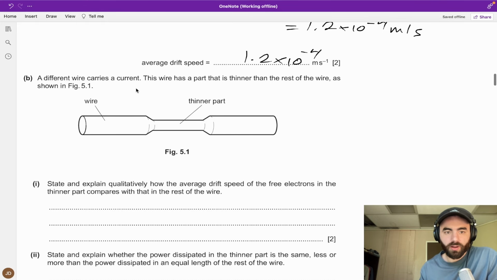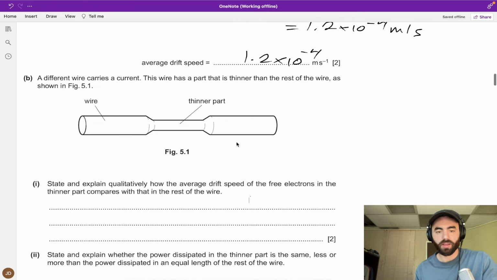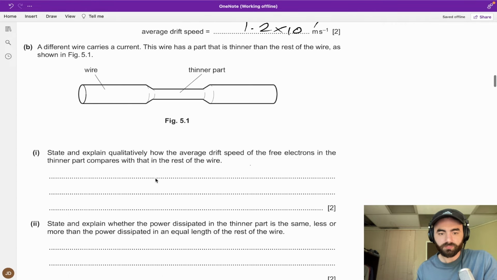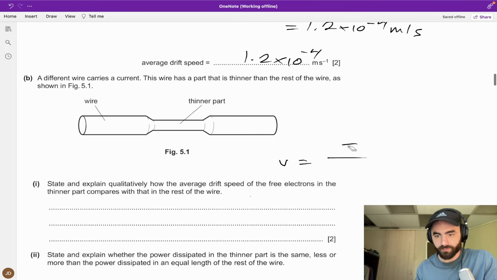A different part of the wire carries current. The wire has a thin part, so obviously there's going to be a decrease in the cross-sectional area. State and explain how the drift speed of the free electrons in the thinner part compares to the rest of the wire. Whenever they ask this, we need to look at the equations. Drift speed is equal to I over ANE.